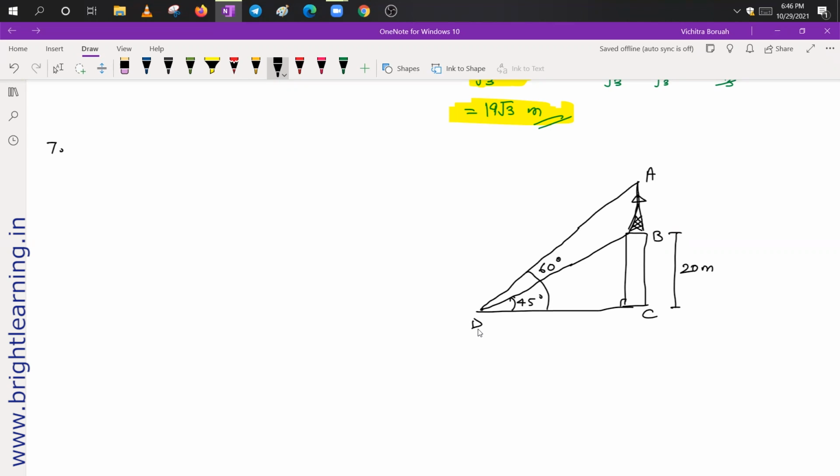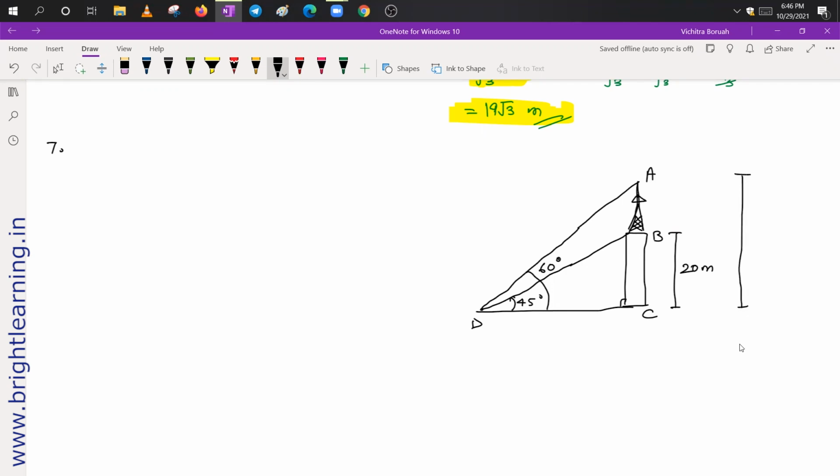So how will you find the height of this transmission tower? Here first we'll have to find the height of this whole figure, that is tower plus building. You'll have to find this whole height.